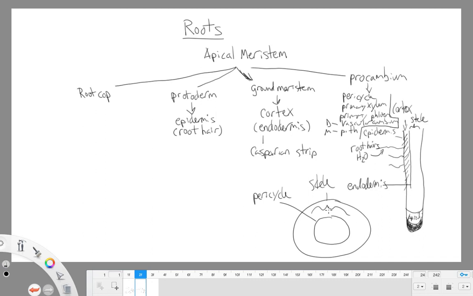So we have our main root coming down. We're going to have a secondary root branch off from this main root. That new secondary root is going to form at this pericycle. It just starts branching off and growing and growing and growing. So we have our pericycle. We then, this is going to be a dicot root.